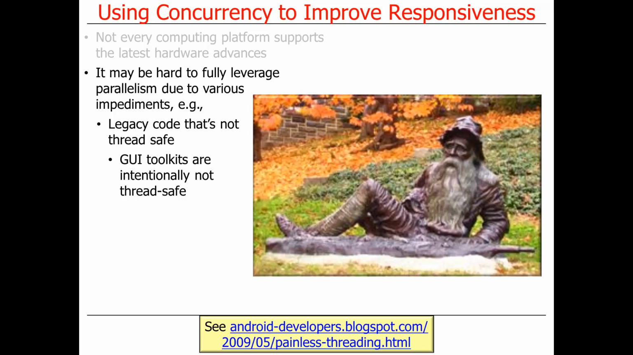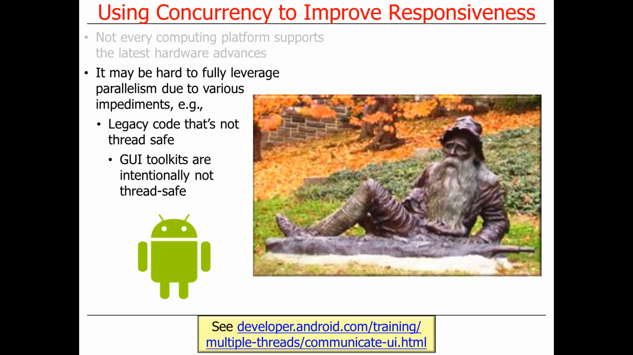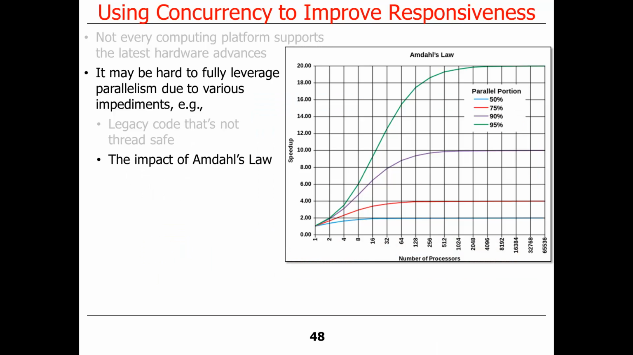So user interface toolkits are often intentionally not thread safe. It's important to understand some reasons why. And Android certainly has that characteristic, and you can read this link to find out more about the constraints it has. There's another reason why we often can't take full advantage of multi-cores or parallelism also.